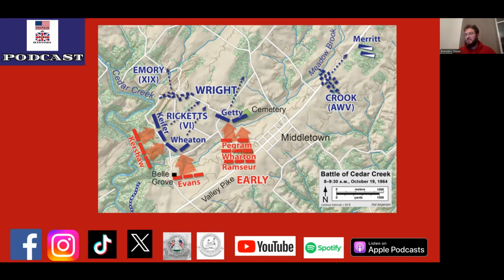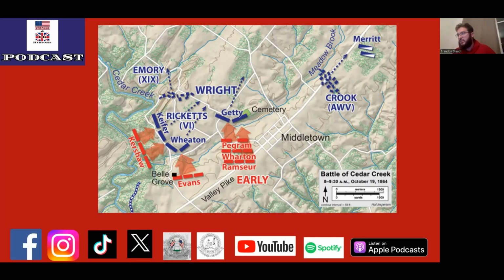At the time, Getty's 2nd Division just became the only organized Union infantry south of Middletown. Remember, he has no support on his right flank. If you don't have anybody on your right flank, I'm going to say you're the last man. You have to make decisions. If you're commanding your division, you have to hold on to your position no matter what the cost is.